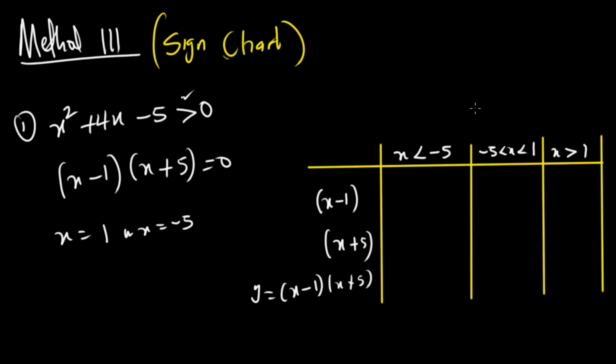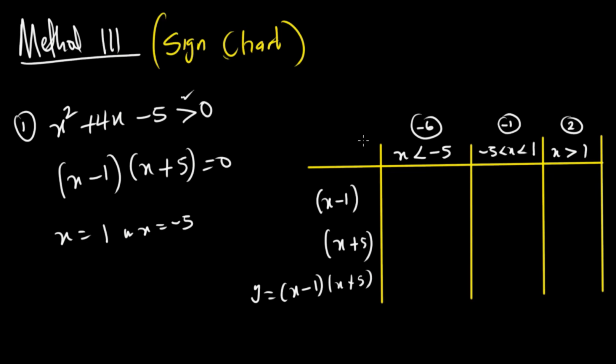We now pick a value that satisfies each of these ranges. If you have x less than negative 5, we can pick negative 6, which satisfies this. For negative 5 less than x less than 1, we can pick a value that satisfies this, so here we can pick negative 1. And then for x greater than 1, we can pick 2. The next thing we have to do is to substitute these values into these factors.